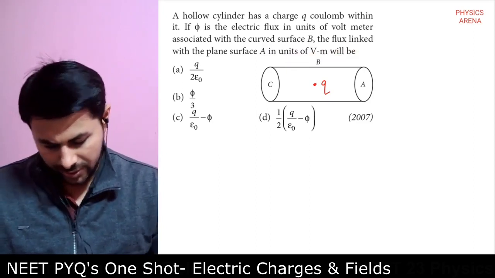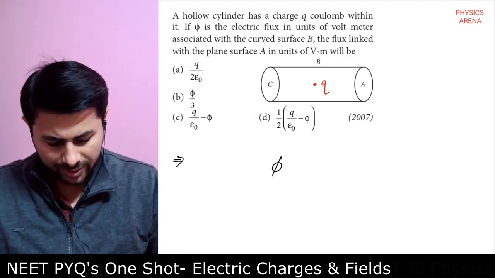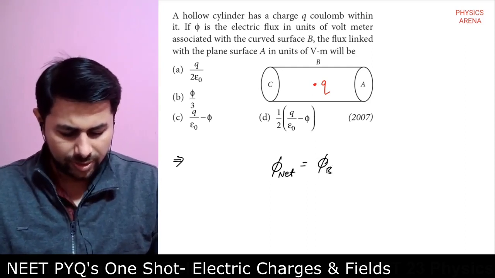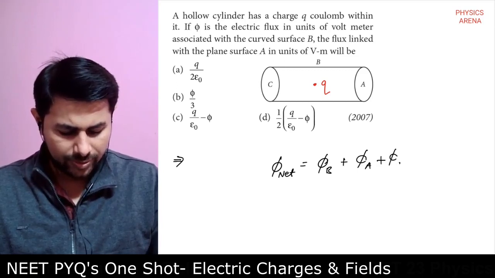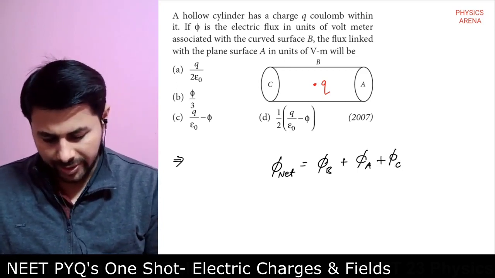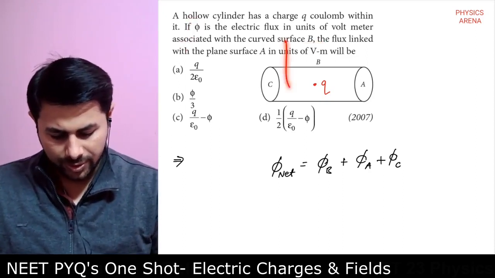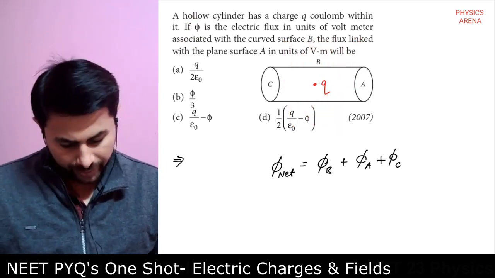So this is also a simple question. See, the net flux we can say is equal to flux through B plus flux through A plus flux through C. Okay, and flux through B is given. Flux through B is phi. Right, flux through this surface, covered surface, is phi.